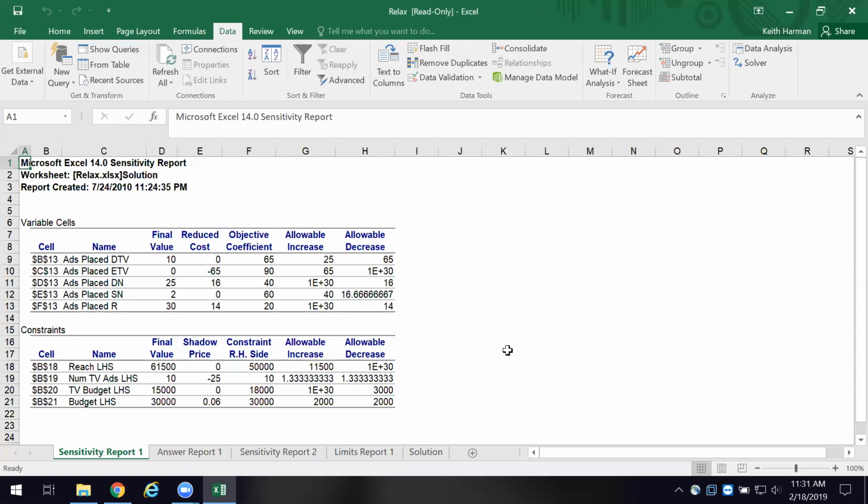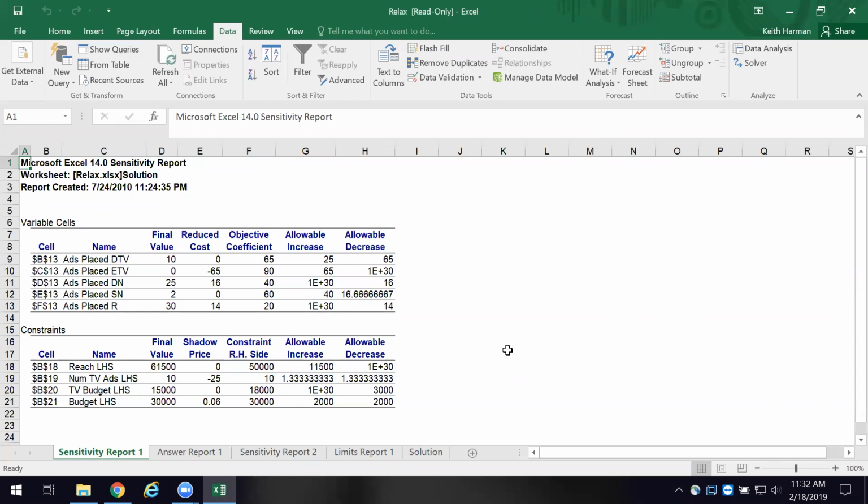It's got an allowable increase and allowable decrease, okay? That's the first thing I want to look at in terms of the final values. And I also want to look at the shadow prices. Now I can see up here on the variable cells the kind of flex I have or don't have. And then I can see down here on the constraints what I get in terms of increases.